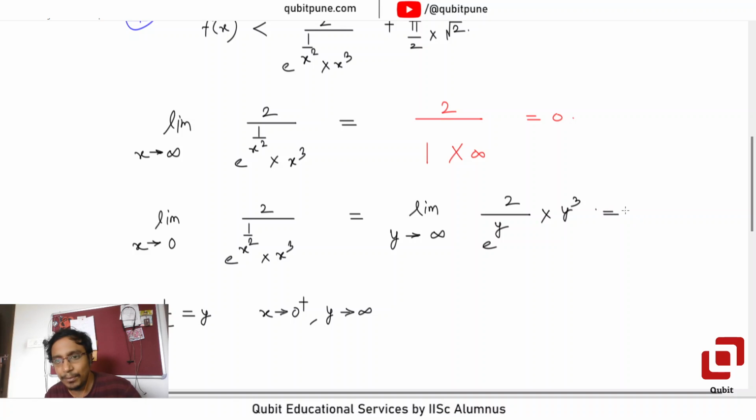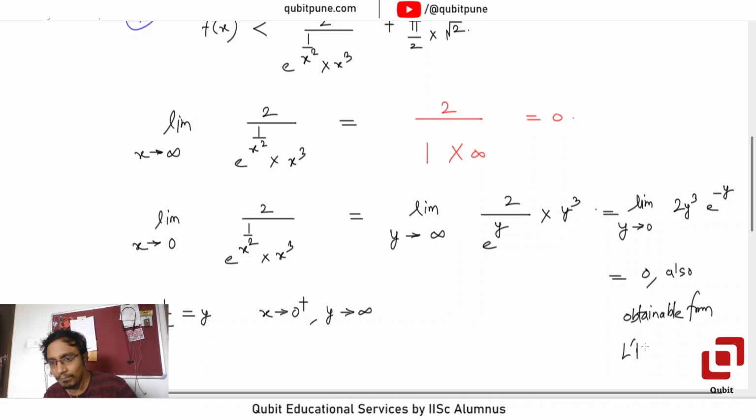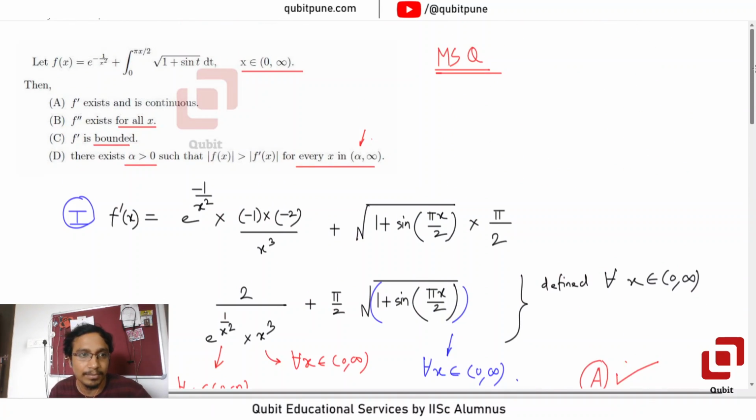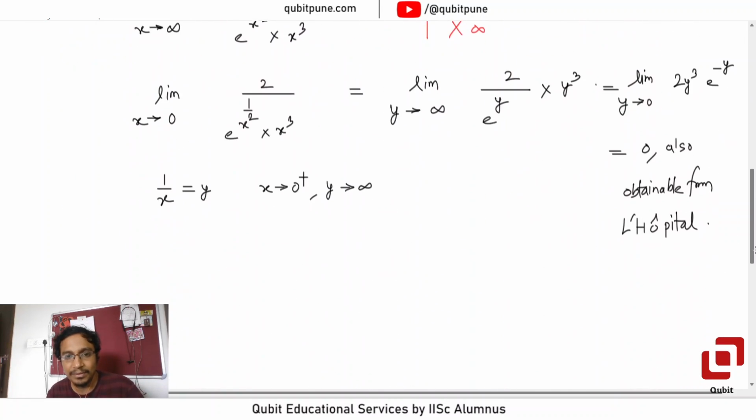Now look, the property of exponential function is that it will always dominate. It will always suppress the behavior of polynomials. So this limit will also be equal to 0. निकाल सकते हैं, L hospital से भी हो जाएगा वो. Also obtainable from L hospital. But 0 तो bounded है, क्योंकि continuous भी है, तो intermediate value theorem will be applicable. End limits are 0, so this is bounded also. Okay, so A भी सही है, C भी सही है. A is right, C is also right.